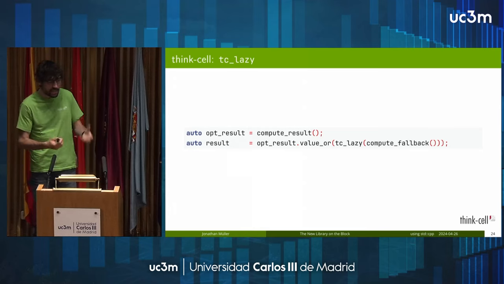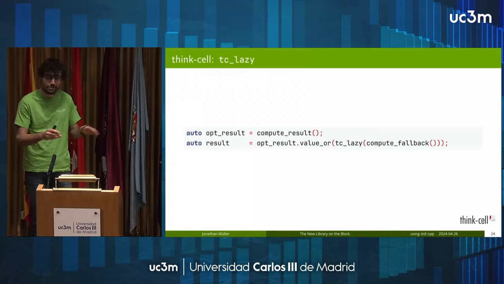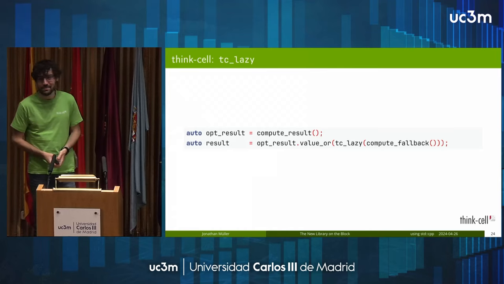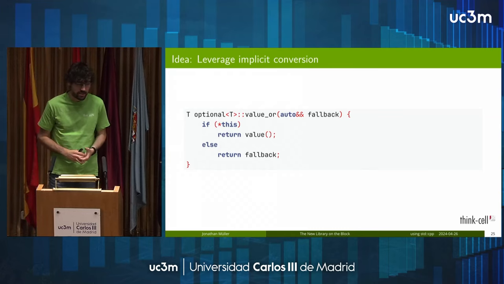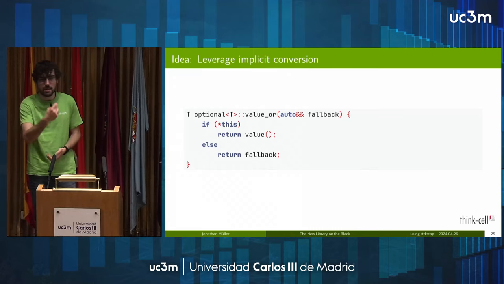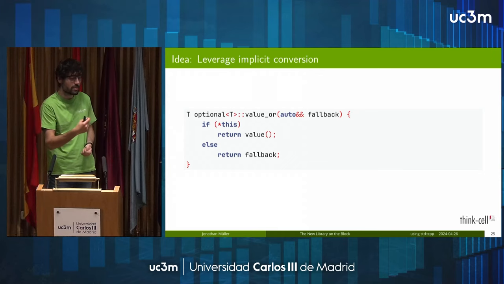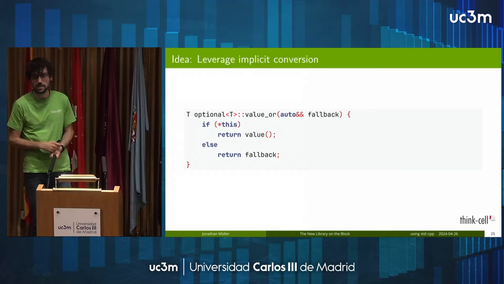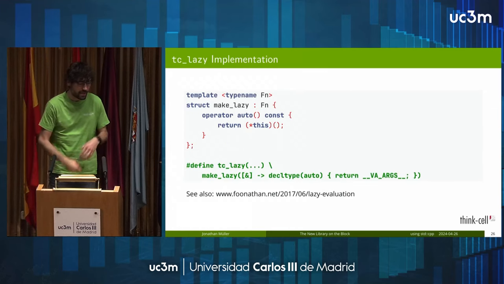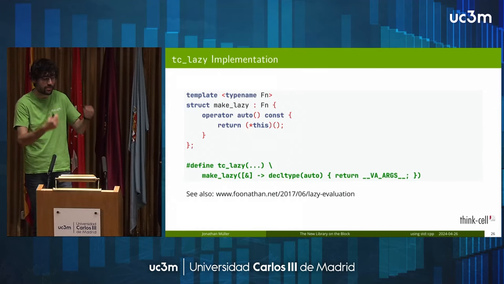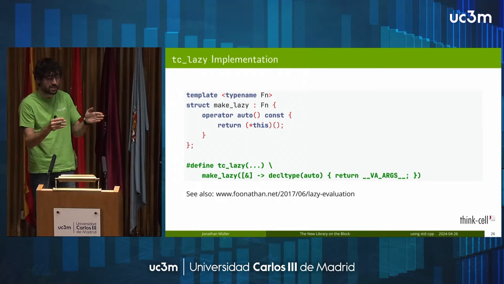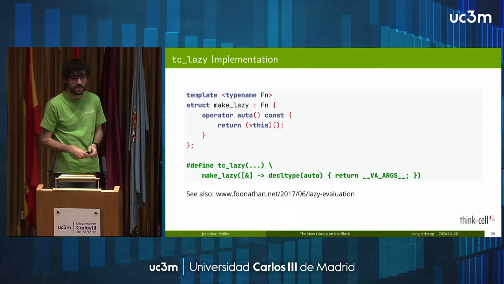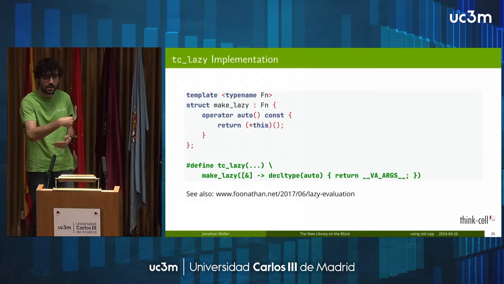So instead, we force lazy evaluation by wrapping it in TC lazy. TC lazy is another macro. We like macros to solve problems; this one forces lazy evaluation of the function argument. The idea is that it leverages implicit conversion. The signature of optional's value or takes an arbitrary thing, and if it needs to fall back, the final return will trigger an implicit conversion to T. So by giving it something that is implicitly convertible to the result of a lambda, we can pass that to value or. TC lazy takes an expression, wraps it in a lambda, and wraps this lambda in this type. And this type is implicitly convertible, which calls the thing.